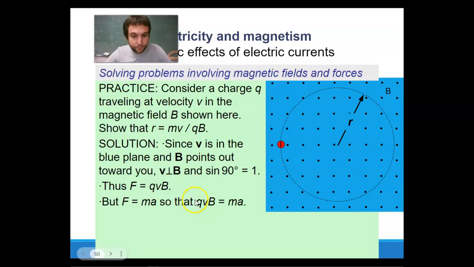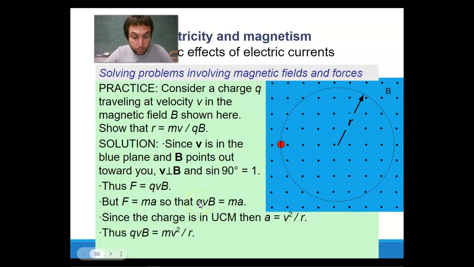So now where does the R come from? It's circular motion. A equals V squared over R. So QVB equals M times V squared over R, solving for R. So you need to show every single one of these equations. Have this, have this, have this, have this, have this, and then have this. That'll get you all your points.